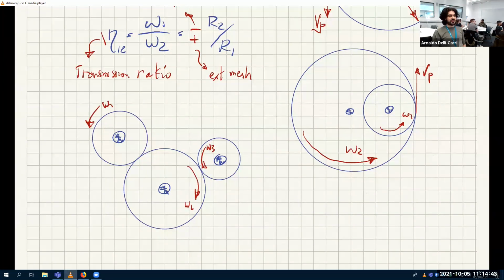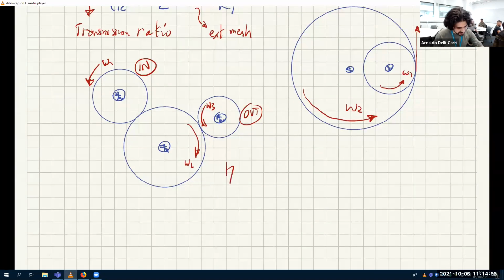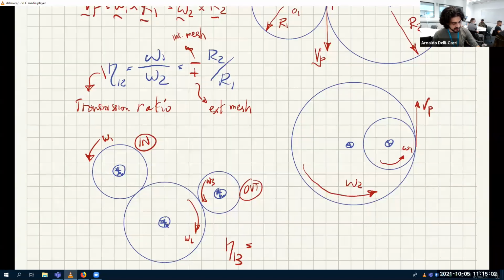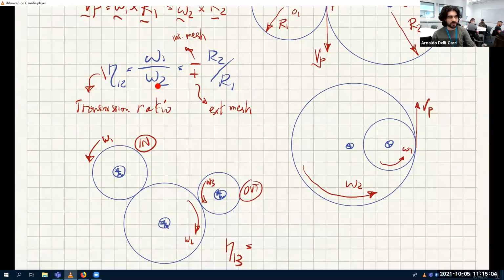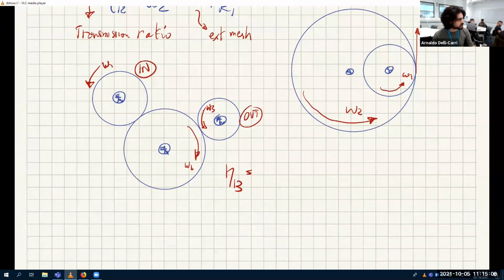Okay, good. Let's look at the transmission ratio. Now, this is the input gear in, and this is the output gear out. So what I want here is eta 1,3. Eta 1,2 is omega 1 over omega 2. So eta 1,3, input and output, is omega 1 over omega 3.